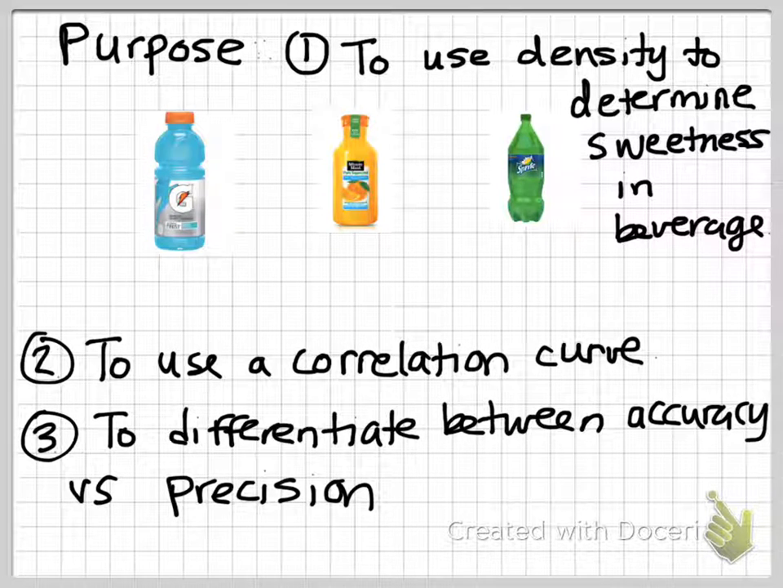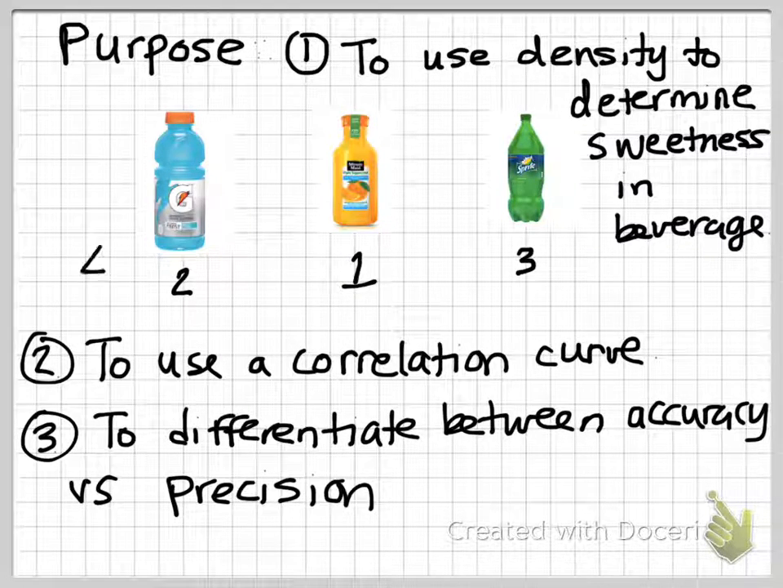The purpose of the beverage density lab is to determine sweetness in the beverage. For example, the first thing you need to determine is, if you think about when you've had orange juice to drink, Sprite, and Gatorade, which one is the sweetest and which one do you think is the least sweet? Whichever one you think is the sweetest, you can put a 1 next to. Whichever one is in the middle, you can put a 2. And the least sweet, you can put a 3.